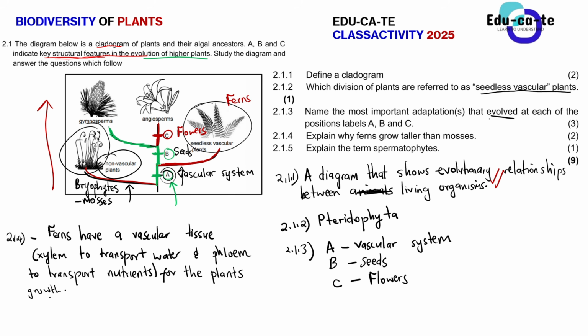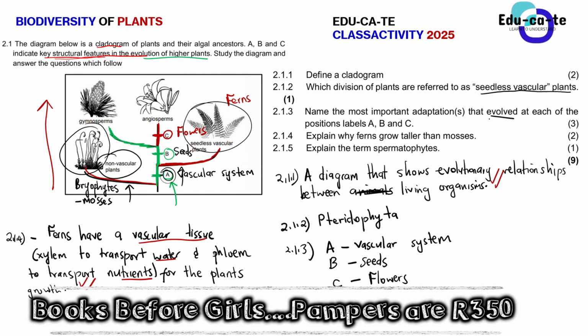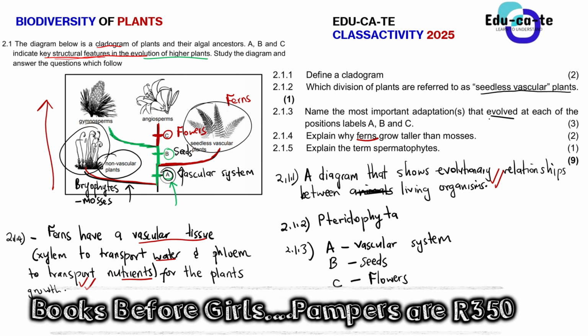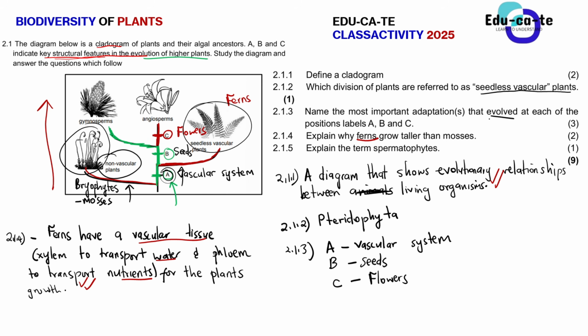Yes, so basically ferns grow taller than mosses because ferns have vascular tissue. Specifically, they have a xylem to transport water for them. They have a phloem to transport nutrients so that they can grow. Do not tell me about mosses in this case, because the question says explain why ferns grow taller. You cannot be telling me mosses don't have vascular tissue, that's why they grow smaller than ferns. No. You have to explain in the context of ferns. Ferns grow taller than mosses because they do have vascular tissue, a xylem to transport water, a phloem to transport nutrients so that the plant can grow.